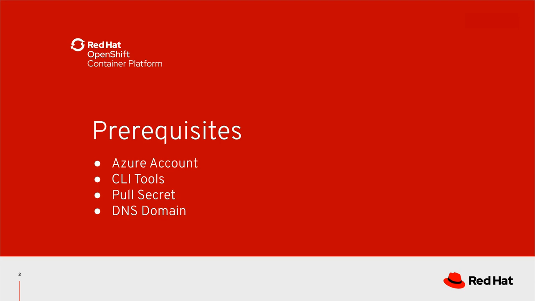You will need to have a Microsoft Azure account. You will also need to download the client CLI tools. These tools include both the kubectl and OC CLI tools. The OpenShift install CLI tool will also be needed as well. The installer will need to have a pull secret that can be obtained at try.openshift.com. I will be going over that as well.